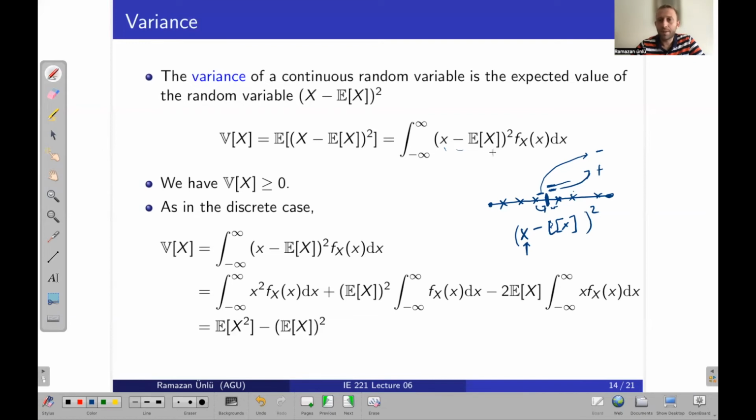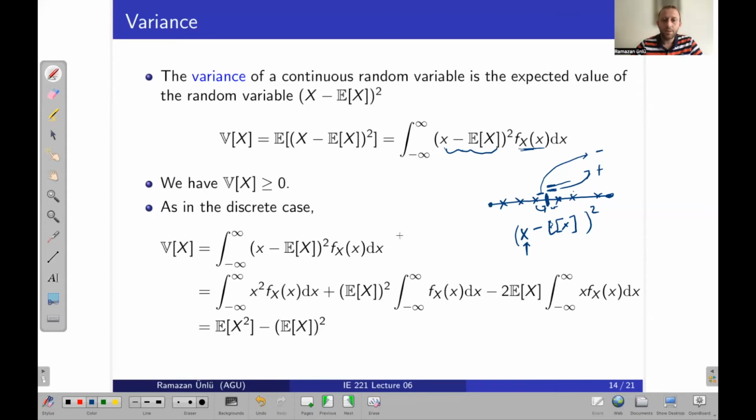So please understand the logic behind this one. This is the distance squared, and this is the corresponding probability. Okay. As I said, because this distance is not for sure, it is not known in advance, that's why we multiply this distance with the probability. Okay. So this will be the variance. So it's clear that the variance of x will be greater than or equal to 0, because we are taking the square of that distance, and that is the same thing as we did in the discrete case.